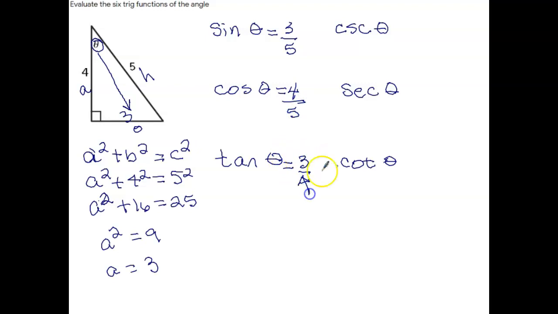And remember that these are the reciprocal identities, and so all that means is that we're just taking each one of these and we're just doing the reciprocal. So cosecant is the reciprocal of sine, so that would be 5 over 3. Secant is the reciprocal of cosine, so that would be 5 over 4. And cotangent is the reciprocal of tangent, so that would be 4 over 3.